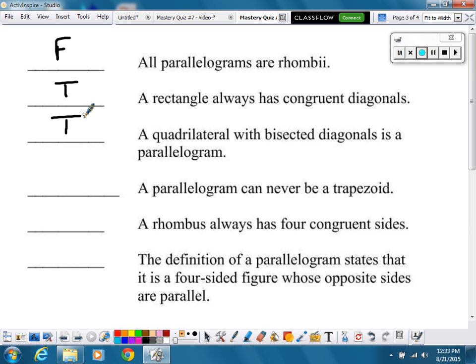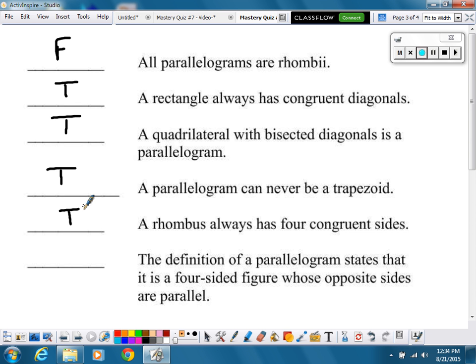Next, a parallelogram can never be a trapezoid. That would be true. Parallelograms are totally different than trapezoids. Trapezoids only have 1 pair of sides that are parallel, whereas a parallelogram has both opposite pairs of sides that are parallel. Next, a rhombus always has 4 congruent sides. That would be true.